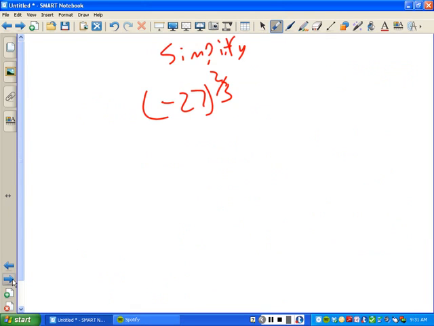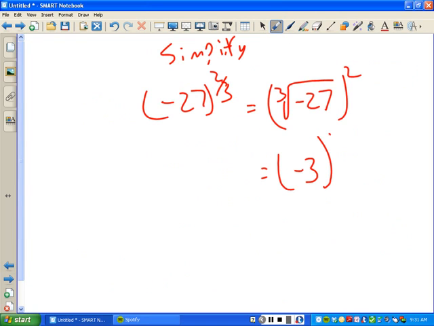All right. Cube root, -27 squared. The cube root of -27 is -3. Square that, we'll get -3 times -3 is +9. Okay.